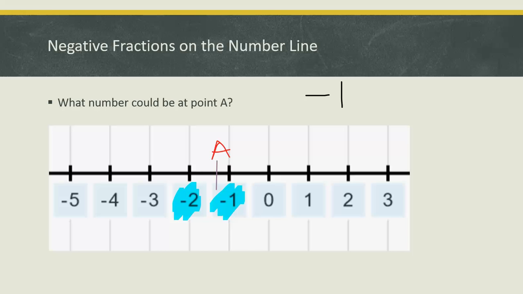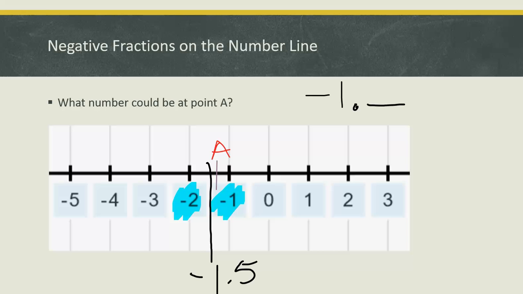So let's start by filling in what we know. So I have -1, but it's not exactly -1. I'm going to have a decimal, so point. Then I need to put something after the decimal. Well, I can look and figure out that A looks closer to -1 than it does to -2. If it was exactly in the middle, it would be -1.5. It looks like I'm a little bit closer to -1.